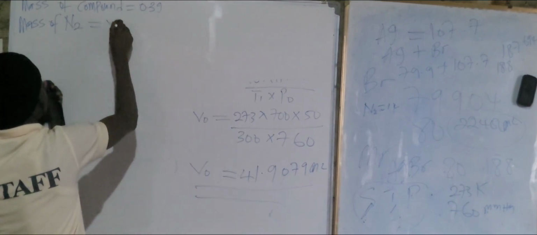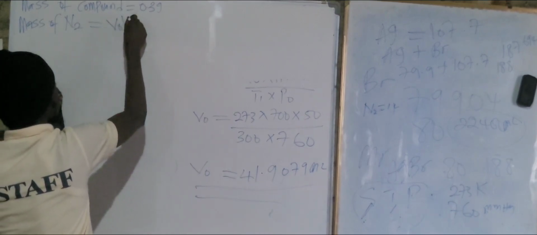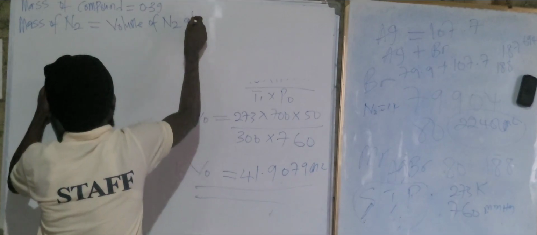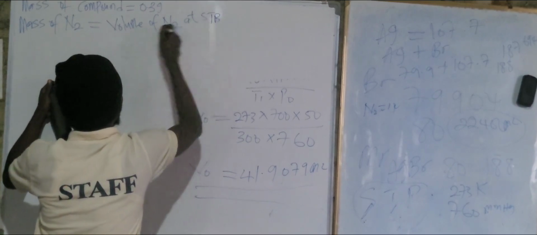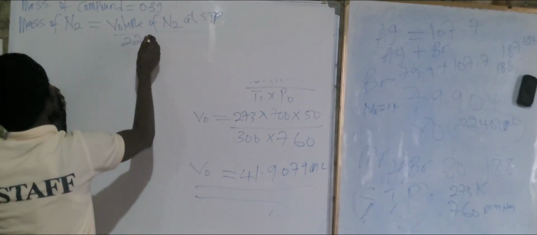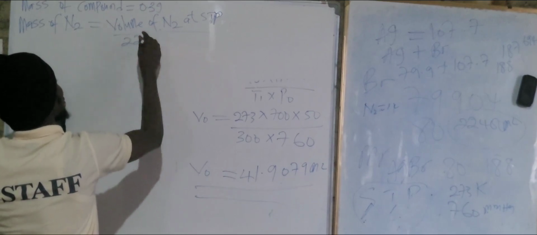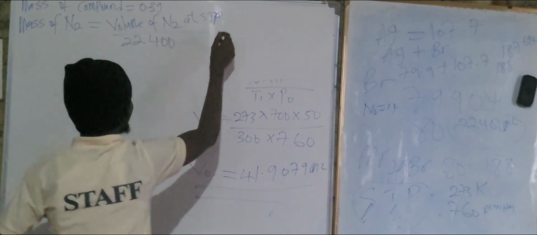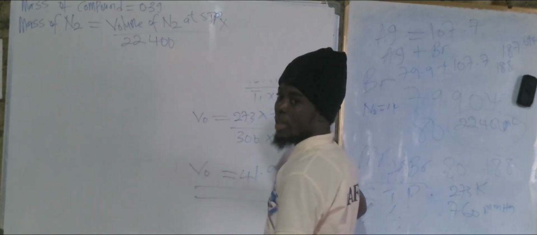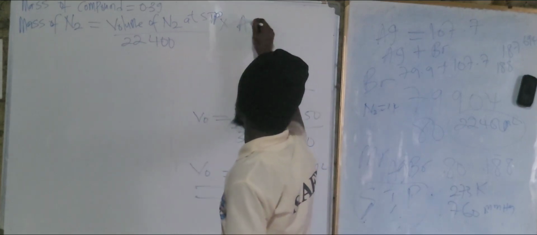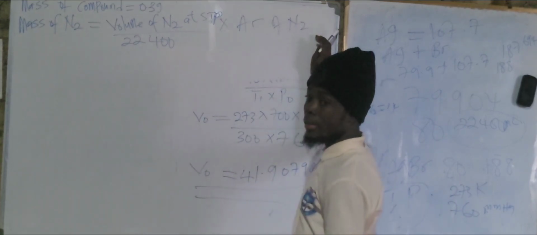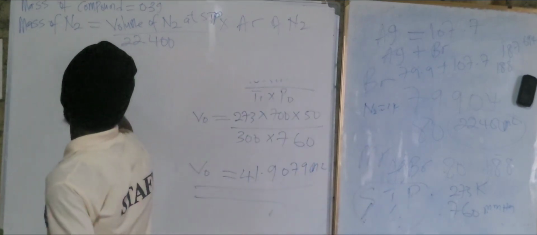So we can say the volume of N2 at STP all over this constant, 22400, multiplied by the molar mass, the relative atomic mass of N2. Are we going to use this here? Yes, sir.